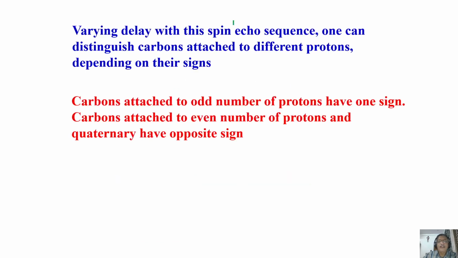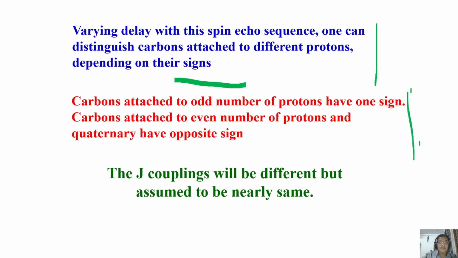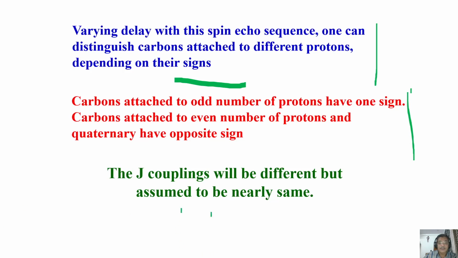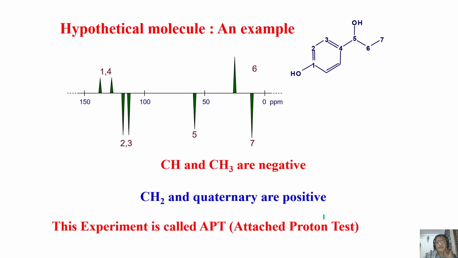And by varying the delay in the spin echo sequence, you can distinguish between 2 types of carbons: those attached to an odd number of protons and those attached to an even number of protons. You understand what is going on. Of course, J couplings are not the same, as I said. You have to assume a nearly same or approximate value. Now, in this example, what did we understand?